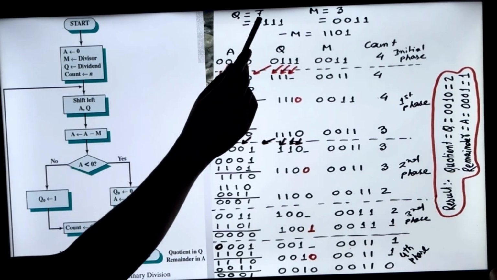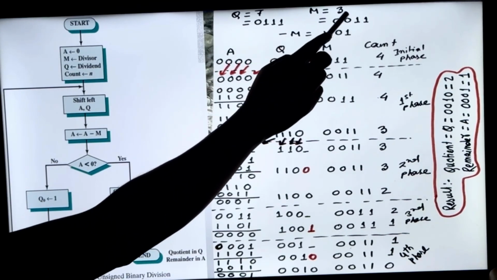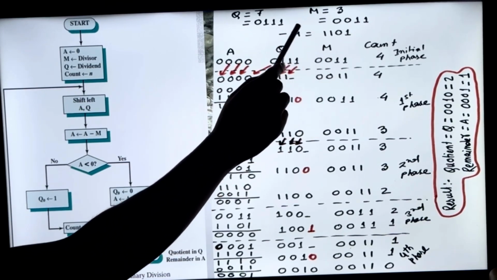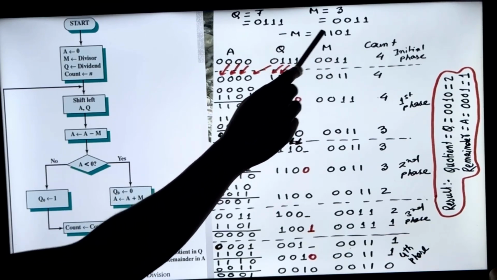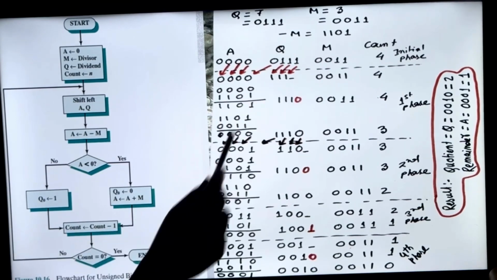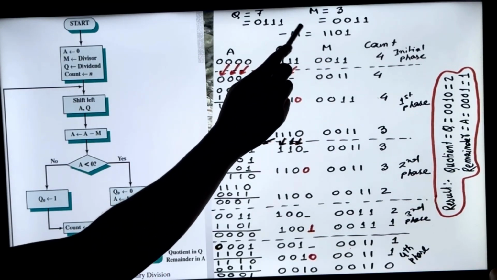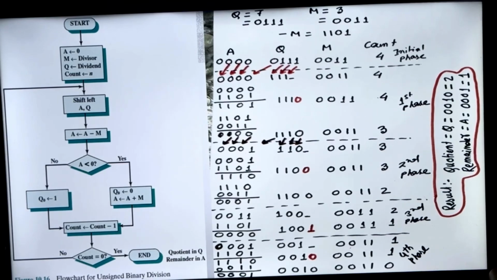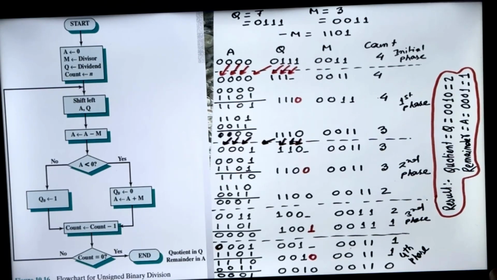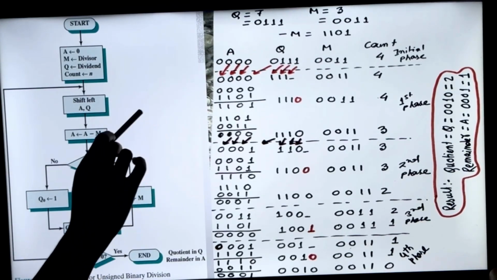So I have 7 and 3, and I will do 7 divided by 3. Convert these numbers to binary: 0111 and 0011. Somewhere note down minus M also, because in our algorithm we need minus M. So if this is M, this is minus M. The shortcut way to get minus M directly from M, the 2's complement without using any formula, is a trick I have given in video number 2. Please go back and watch it if you don't know. Now we are ready to follow the algorithm.